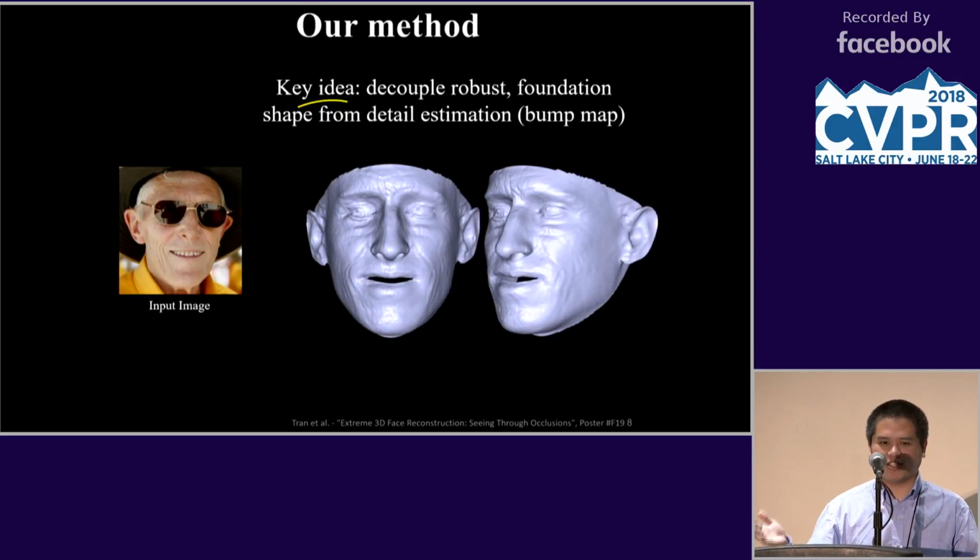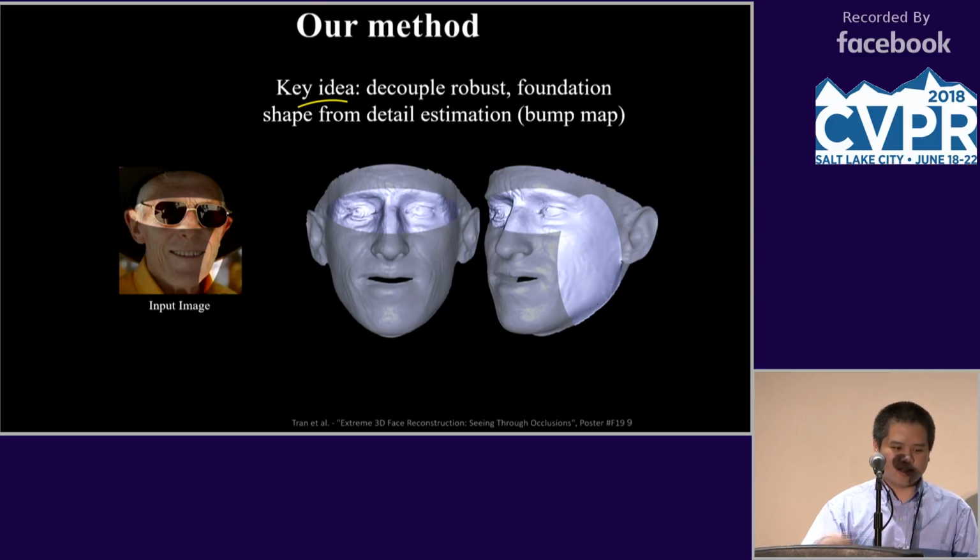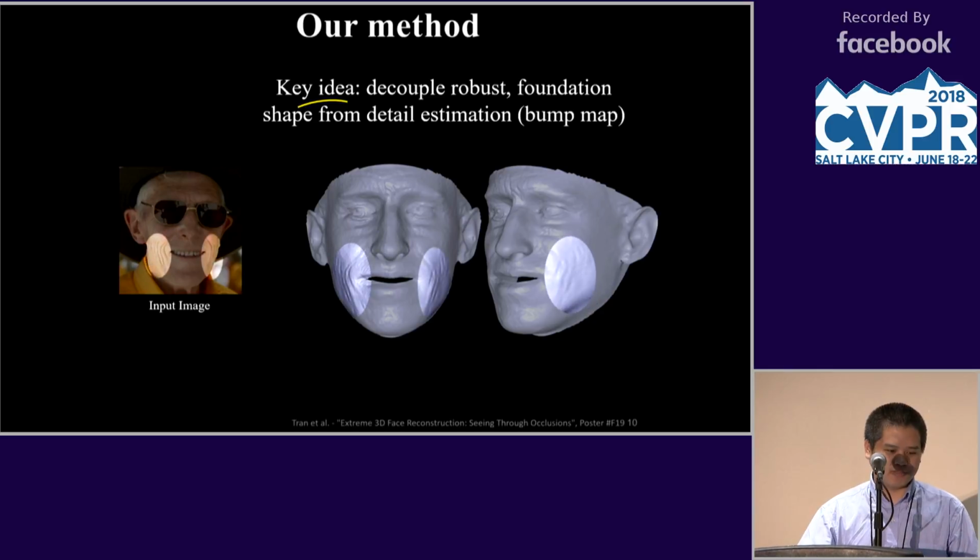Okay, now let's see how our method works. You can see that we can remove the glasses, so now you can see clearly his eyes. Also, our model is complete. You can see both sides of the face. And we can recover the details like wrinkles. So the key idea is that we need to decouple robust foundation shape estimation from detail estimation.